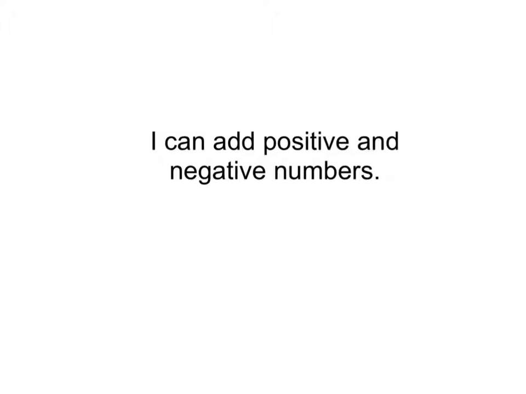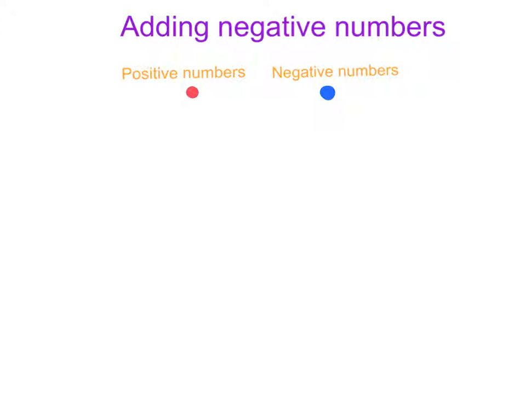Today's learning target is I can add positive and negative numbers. Let's take a look at how we add negative numbers. Okay, so for this, let's have these red dots right here represent positive numbers, and the blue dots represent negative numbers. So for every one of these, this would be a positive one. And for every one of these, this would be a negative one right here, these blue ones.